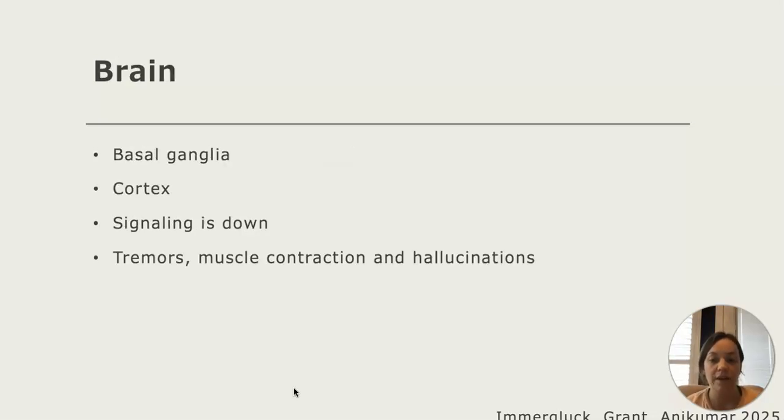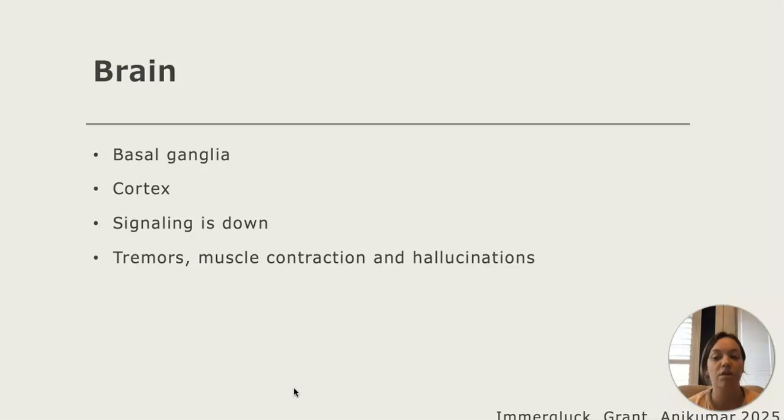Next, we have a buildup in the brain. In the brain, the excess copper accumulates in the basal ganglia, which is where we get most of our motor control from, and in our cortex, which is where we get cognitive function, our ability to think.